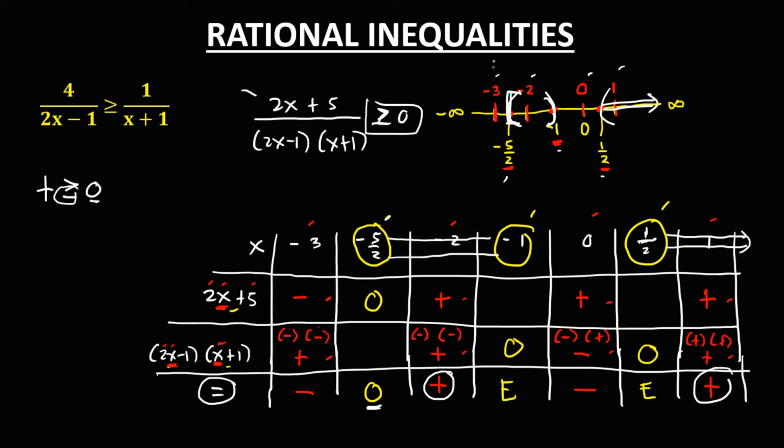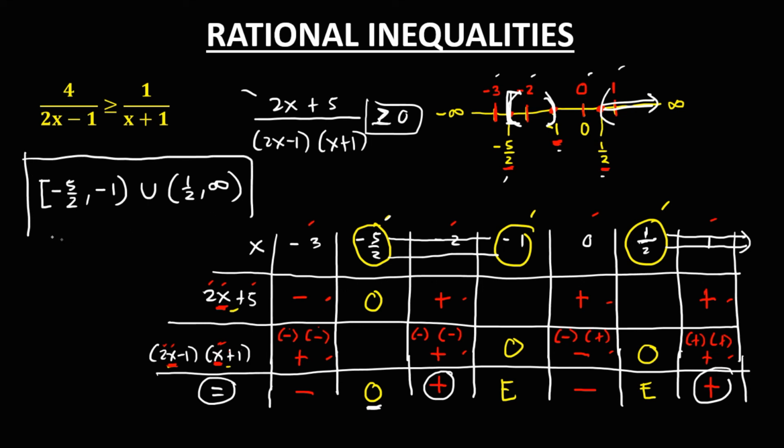So to write now in interval notation the solution of this rational inequality, we have square bracket, negative 5 over 2 to negative 1, parenthesis, then union, this positive 1 half, parenthesis, to positive infinity. So this is now the solution of this rational inequality.